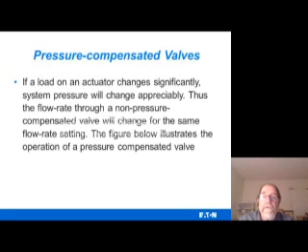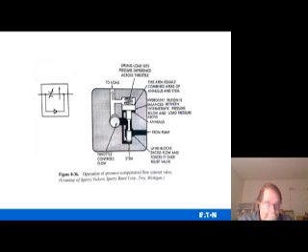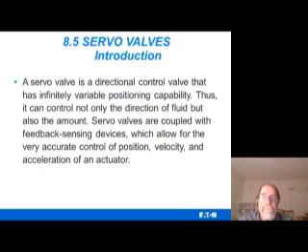If a load on an actuator changes significantly, system pressure will change appreciably. Thus, the flow rate through a non-pressure compensated valve will change for some flow rate setting. The figure below illustrates the operation of a pressure compensated valve. And again, you see where it has to overcome the pressure of that spring.